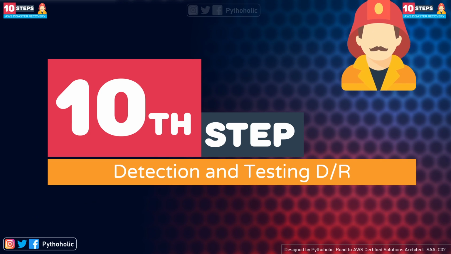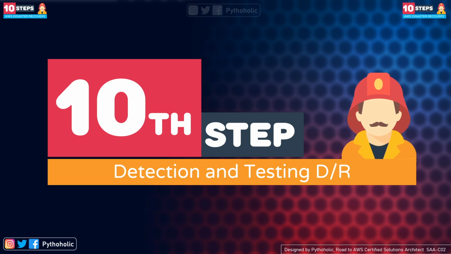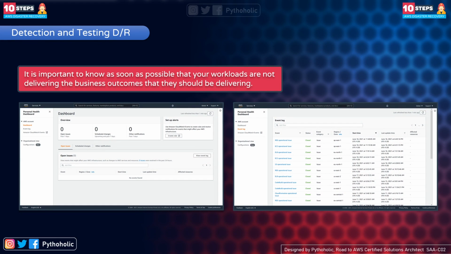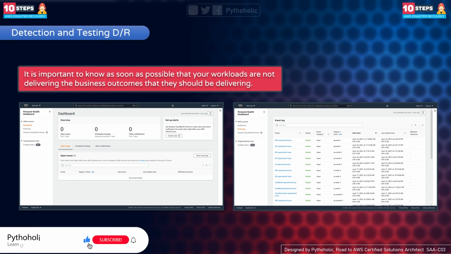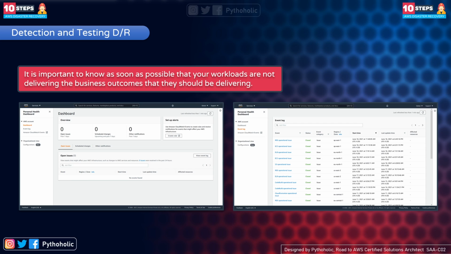At last, we reach the final step, that is step number 10, detection and testing your disaster recovery strategy. So let's see how we can do that. For detection, you can make use of the Personal Health Dashboard, which will provide you alerts and remediation guidance when AWS is experiencing events that may impact you. Why this is a very good service is because with the Personal Health Dashboard, you get a personalized view of the status of the AWS services that are a part of your AWS resource list. And you can integrate it with Amazon CloudWatch Events so that you can create custom rules, and based on that, you can trigger actions using Lambda to apply the remediation steps. So if something happens, you can do that.